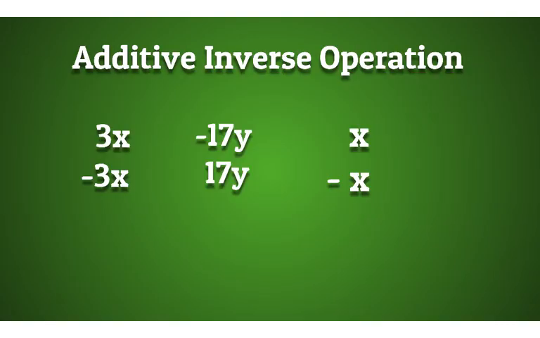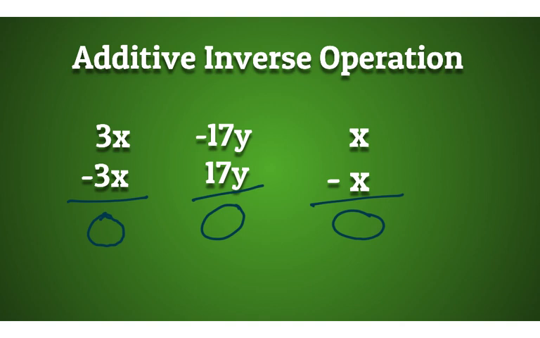In order to master elimination, you have to know how to find or create additive inverse operations. And additive inverse operations is just telling you that they're opposites. One is positive and one is negative, and together they are a zero pair. Negative 17y plus 17y, another zero pair. You have x minus x, once again, a zero pair. So your job is to create that zero pair to eliminate one of the variables.